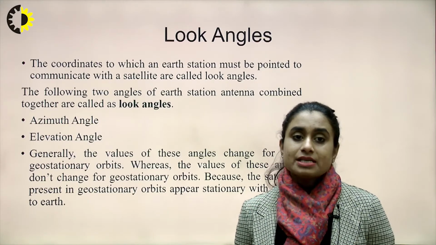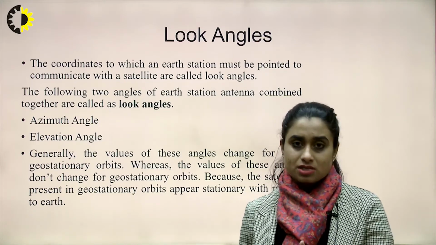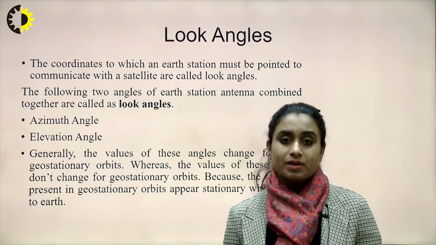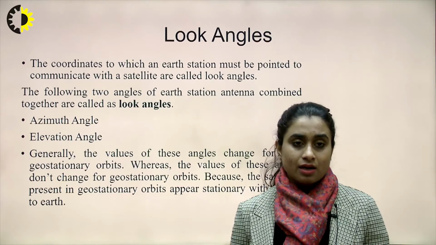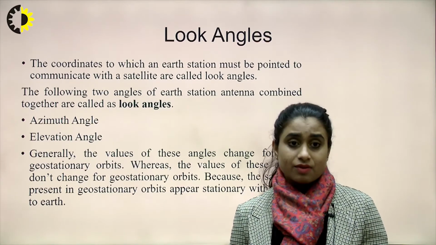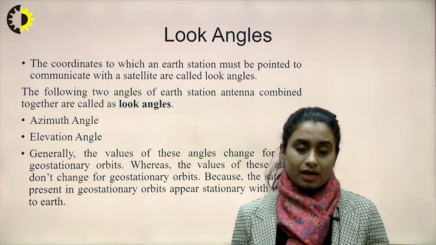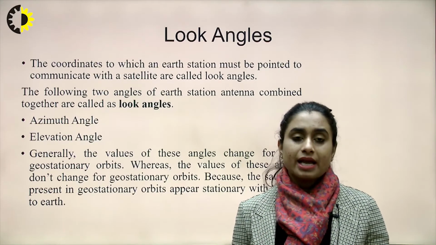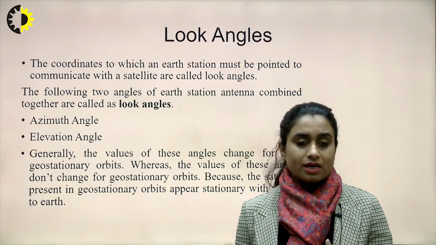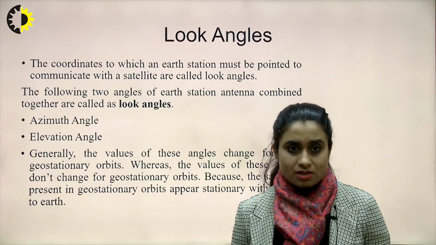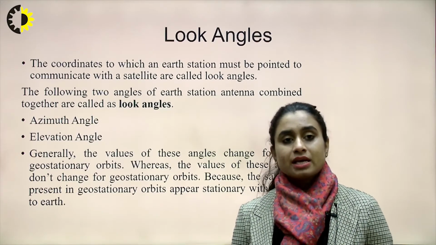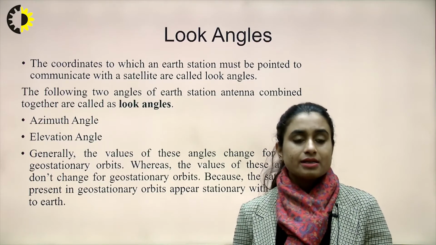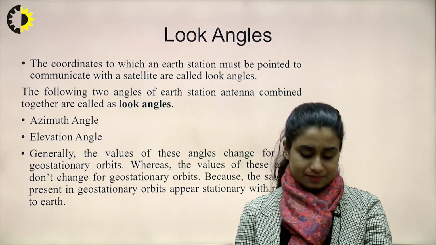Generally, the values of these angles do change for non-geostationary orbits, but as we know, geostationary or geosynchronous satellites are fixed and look at a particular area on Earth, so the values don't change for geostationary satellites, whereas these values change for satellites in other orbits.